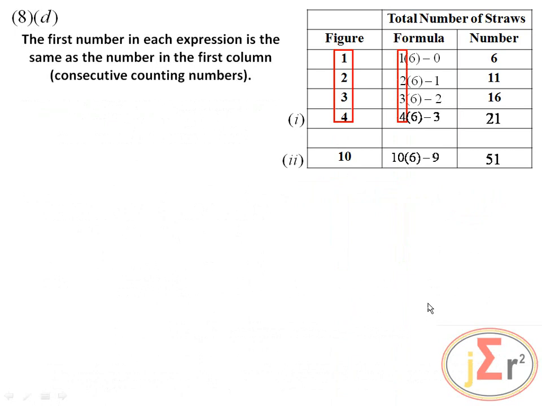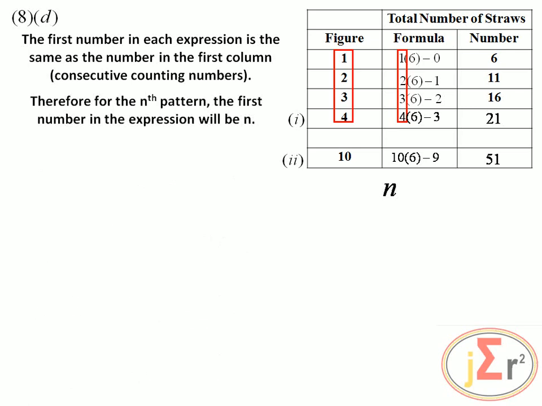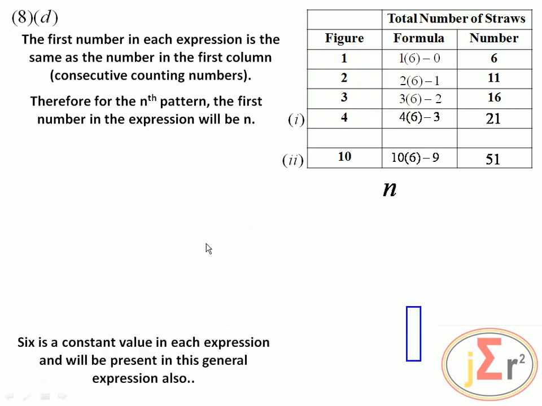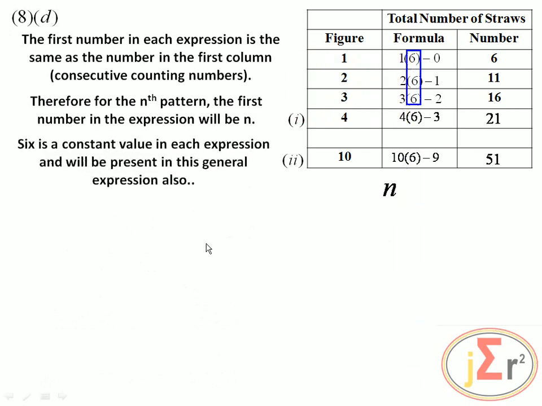The first number in each expression is the same as the number in the first column, consecutive counting numbers. Therefore, for the nth pattern, the first number in the expression will be n. What about the next one in the expression? 6. 6 is a constant value in each expression and will be present in this general expression also. So 6 will go there.